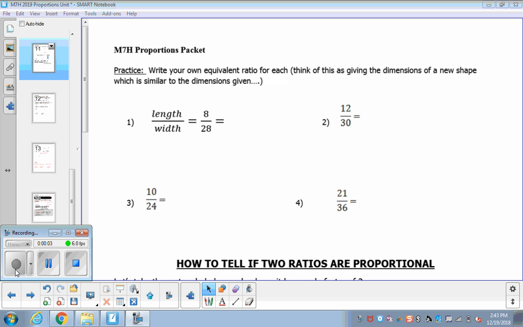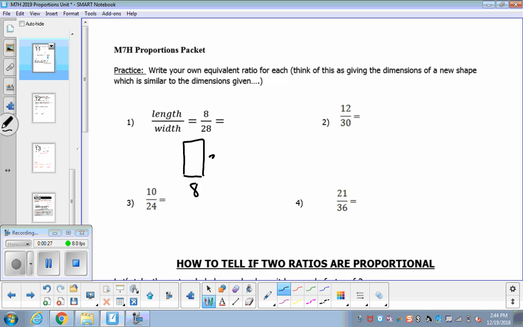Alright, so this video is meant to go over page 7 in the proportions packet. I know I mentioned that we might do this when I get back, but we'll go ahead and do this now. All we're doing for these 4 questions is coming up with an equivalent ratio. If we have a rectangle, for example, that's drawn with a length of 8 and a width of 28, the goal of these 4 questions is to basically create a similar figure.